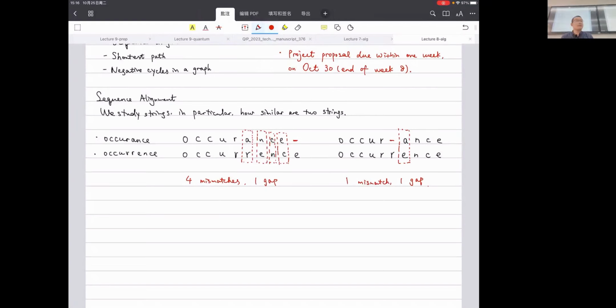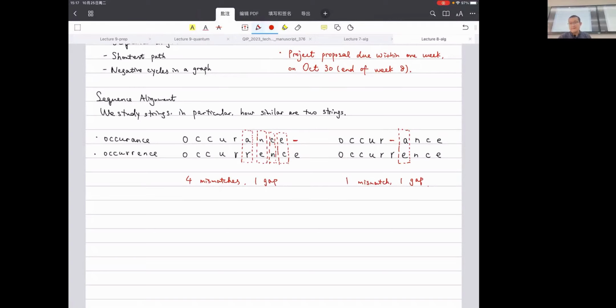So any questions? You can apparently see that for the first example, we have 4 mismatches and 1 gap. And for the second way of aligning strings, it is definitely better because the number of gaps is the same, both of them only have 1 gap. But for the second example here, we only have 1 mismatch, and for the first way we have 4 mismatches. So this is not so good.